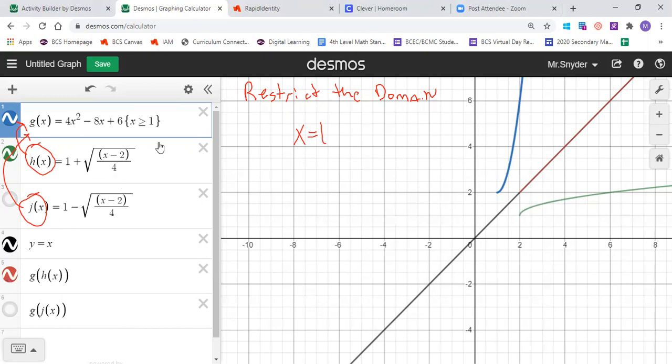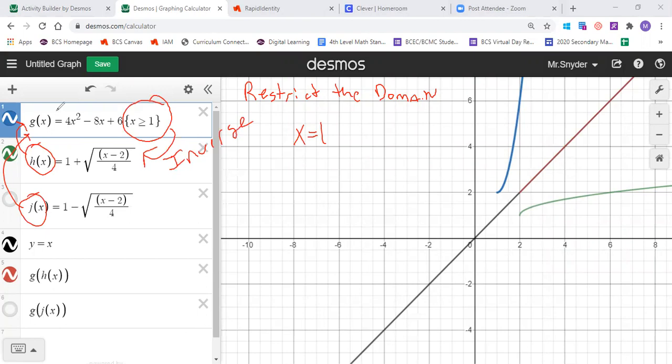Okay, so this is my domain restriction. I can graph this for x greater than 1. This is the inverse, as long as it is x greater than or equal to 1. Only h of x is the inverse.